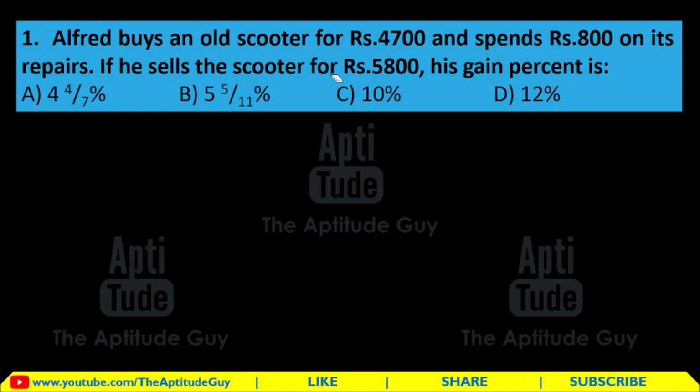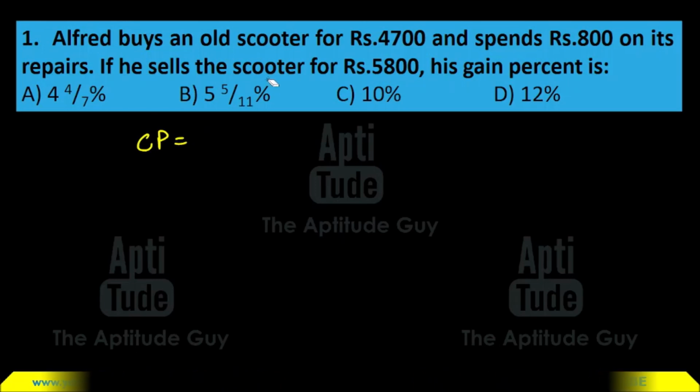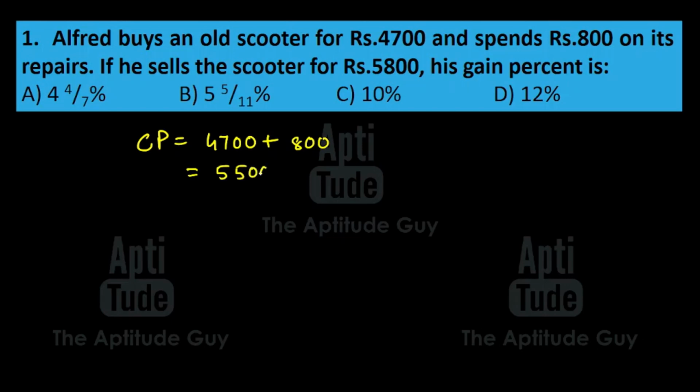Alfred buys an old scooter for 4700 and spends 800 rupees on its repairs. So the total cost price means how much is the person shelling out from his or her own pockets. First, Alfred buys it for 4700 rupees. And after that, he spends an additional 800 rupees. That is equal to 5500 rupees. This is the cost price. This is how much Alfred has spent.